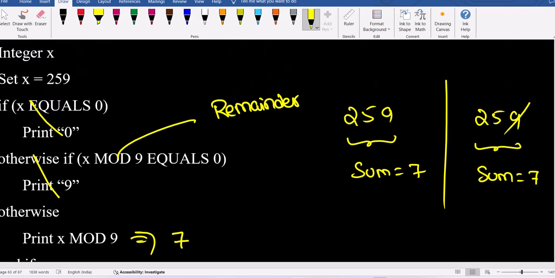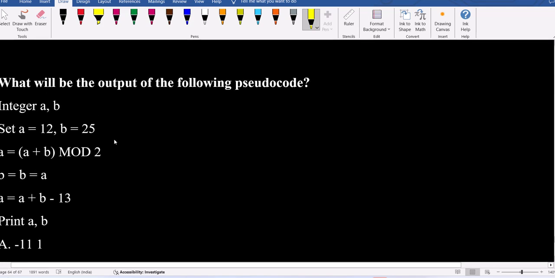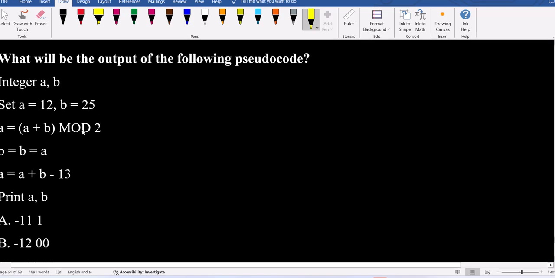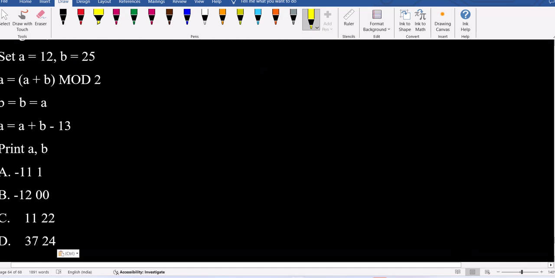Pseudocodes, yes. Now observe this question. Yeah, again pseudocode. Integer a and b, fine. That's not a big deal. So after that, I'll just zoom the screen.